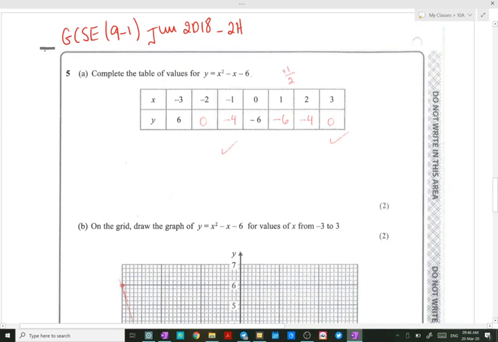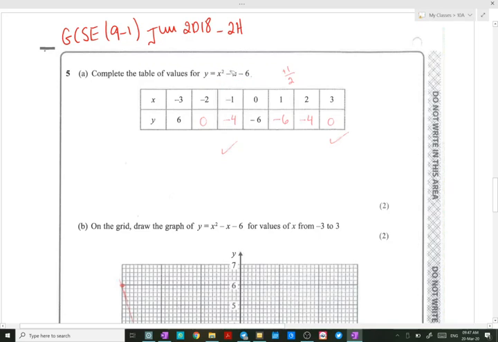Number 5 of the GCSE 1 to 9 paper 2H January 2018. Complete the table of values of y equals x squared minus x minus 6. First, let us assign the shape of this function, and since you have x squared, therefore it's a quadratic function.